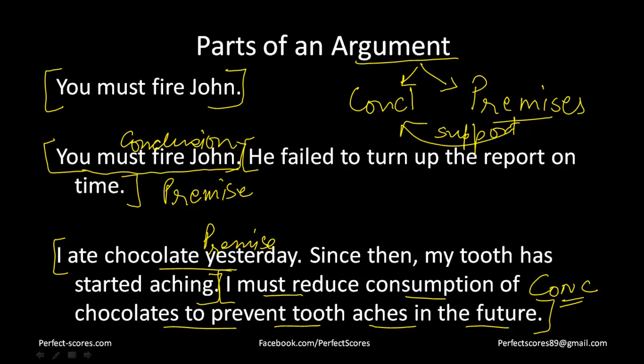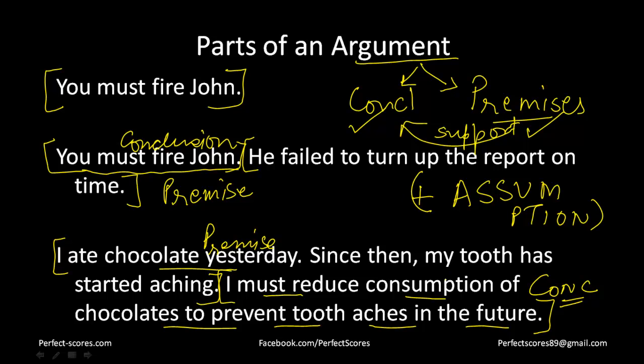Now, as you can see from these examples, the conclusion and the premise are clearly stated in the argument most of the time. However, there is one extra thing which is very important, which is basically the assumption. Now remember, assumption is not stated. It is something that the author of the argument has assumed while using the premises to come to the conclusion. As a result, it is always underlying. It is not mentioned directly.